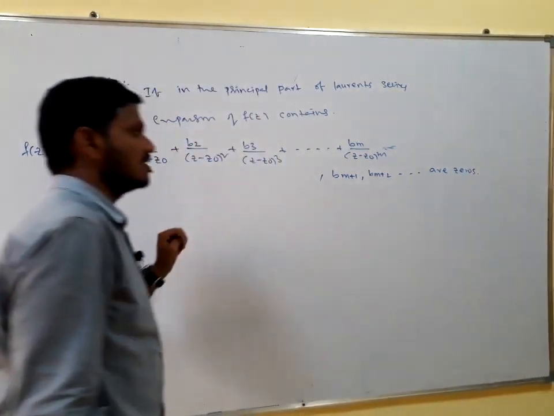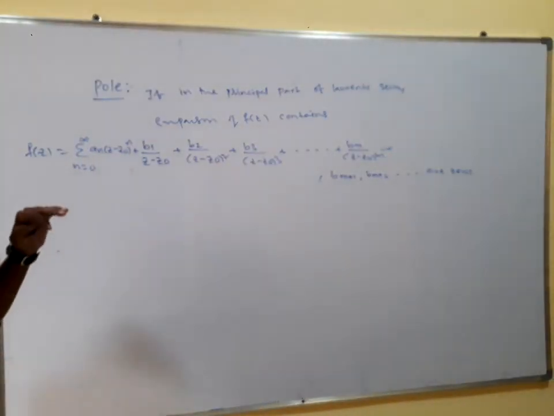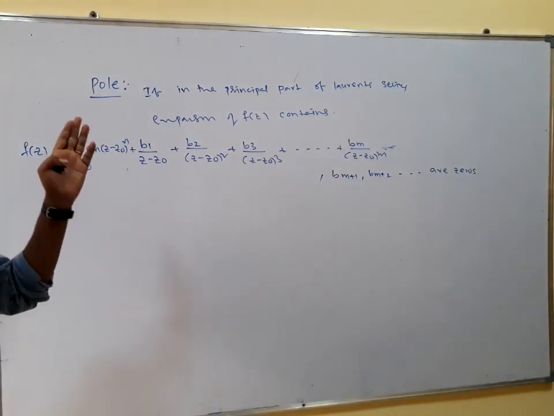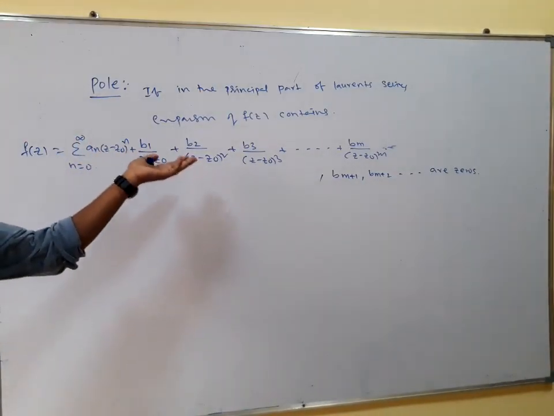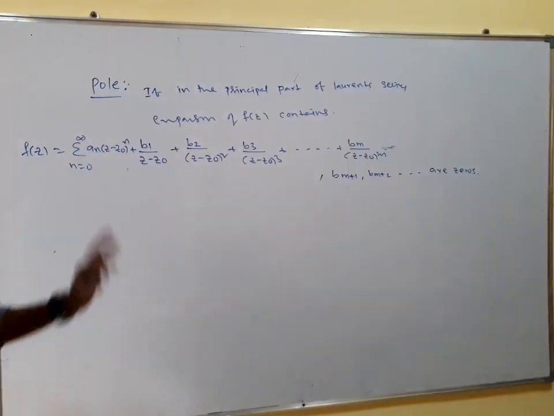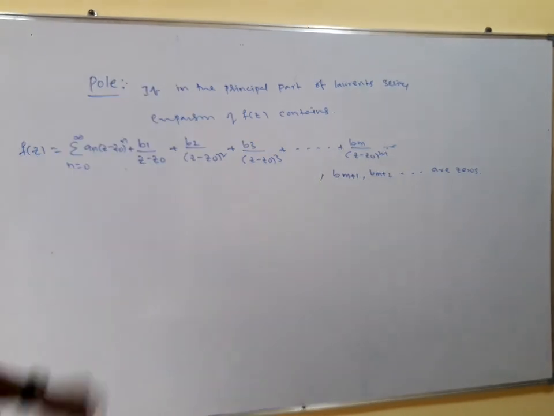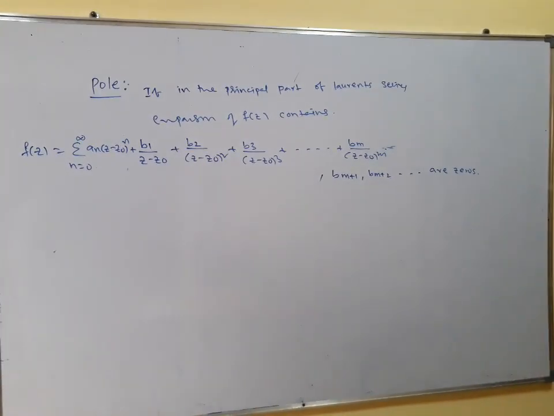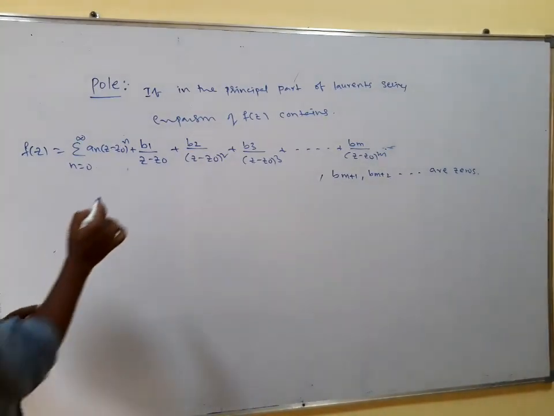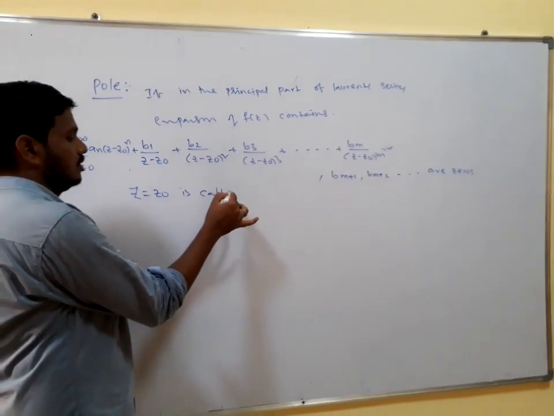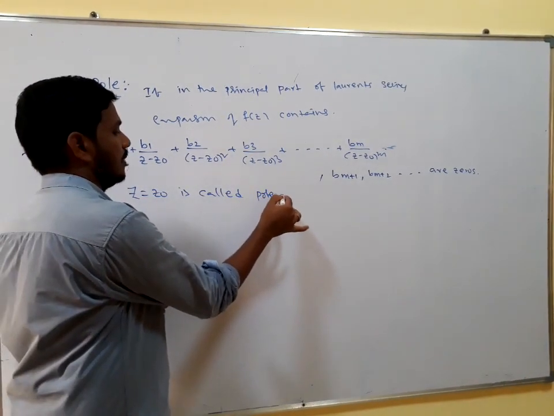In this case, if a finite number of terms, m terms, exist in the principal part of the Laurent series, we say that the point z equals z0, or the f of z, has a pole of order m, right? Here we say that it is a pole of order m. The point z equals z0 is called a pole of order m.